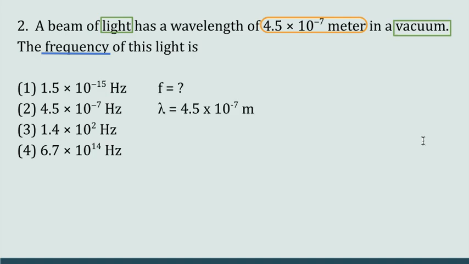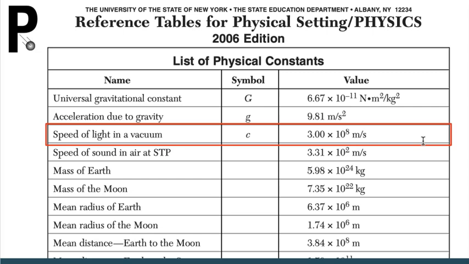I know that I'm looking for frequency, so f is my question mark. They gave me the wavelength, so I wrote lambda equals 4.5 times 10 to the negative 7 meters. And those keywords, light and vacuum, show me that I need to look something up on the front page again. Right above where it says speed of sound in air at STP, I see speed of light in a vacuum. A vacuum just means empty space.